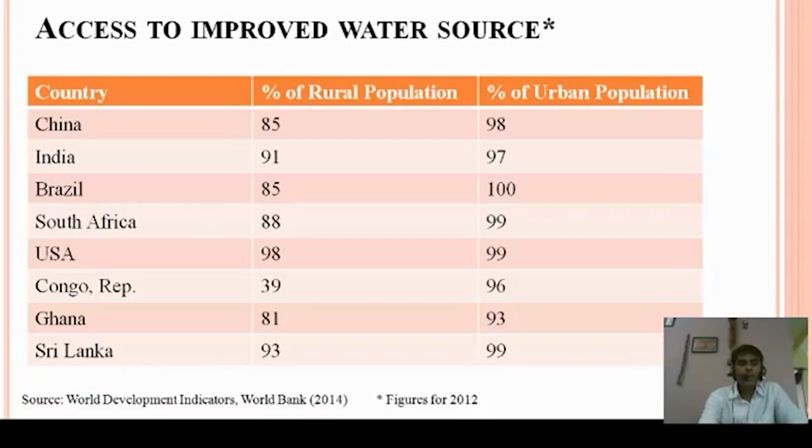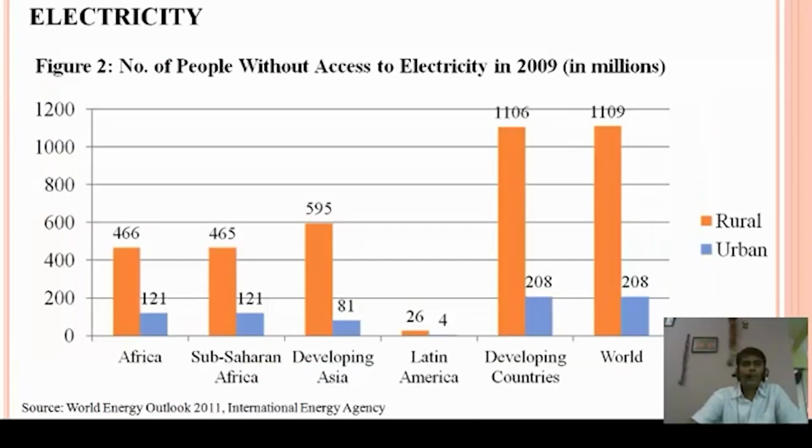So these figures are from the World Development Indicators, World Bank. Number of people without access to electricity in 2009, a little older data, we find here in terms of the world: 1,109 million population without access to electricity in the world, while 208 million urban population without access to electricity.